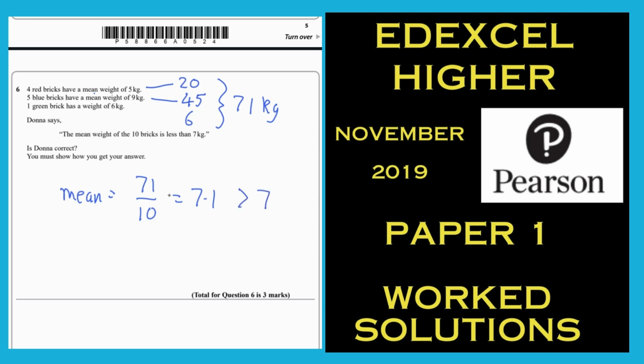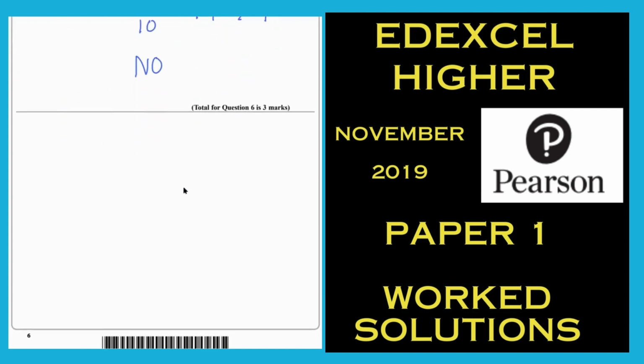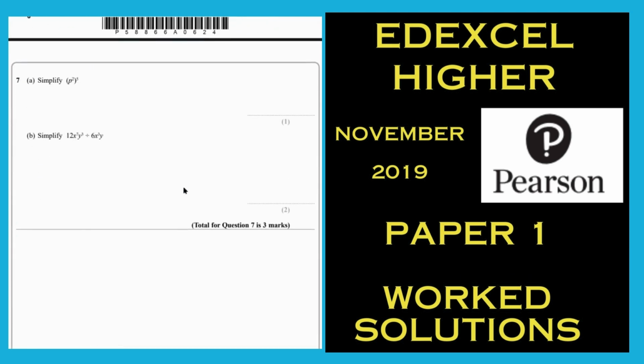than 7. So is Donna correct? Donna says the mean of the 10 is less. So is Donna correct? We need a big no. She's not correct. Next, some laws of indices.